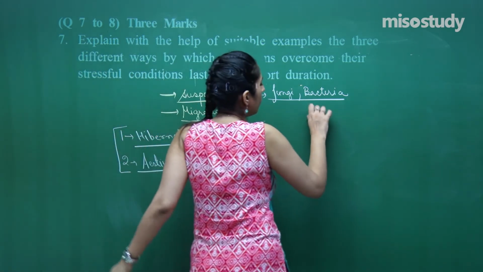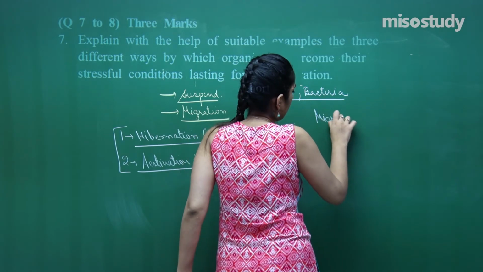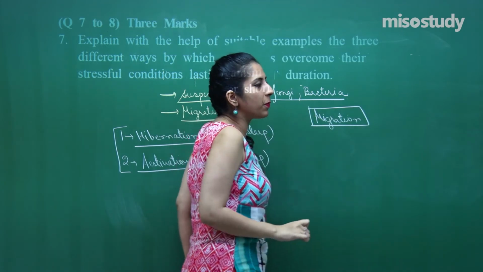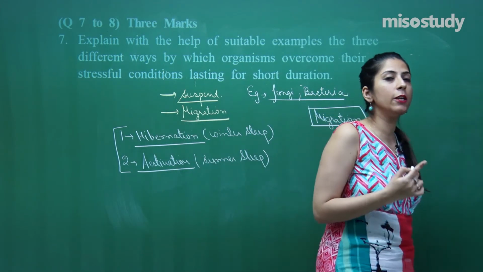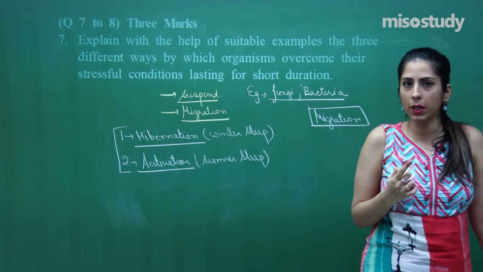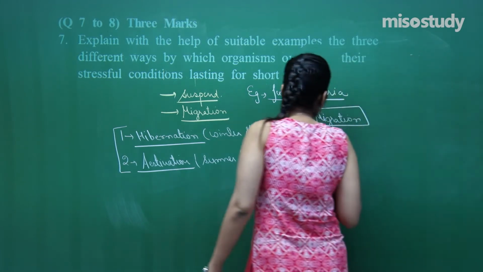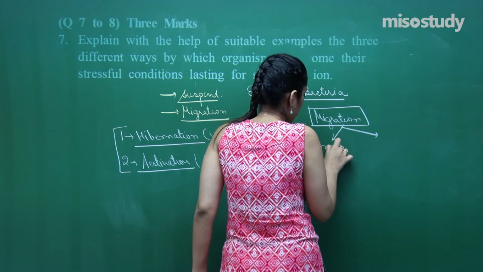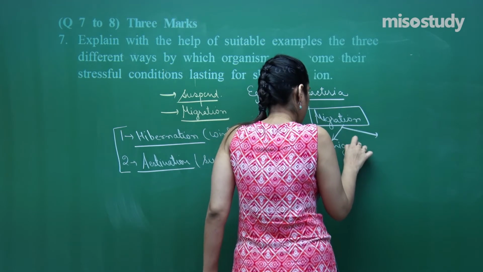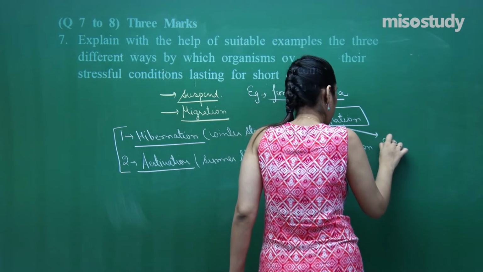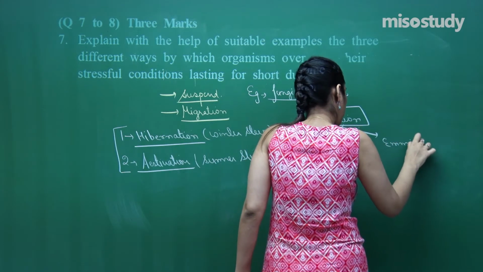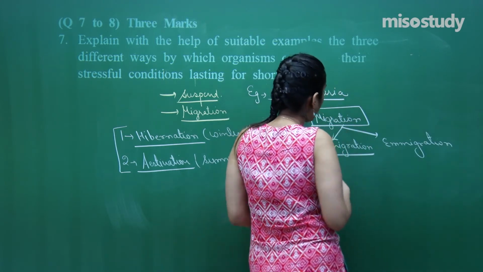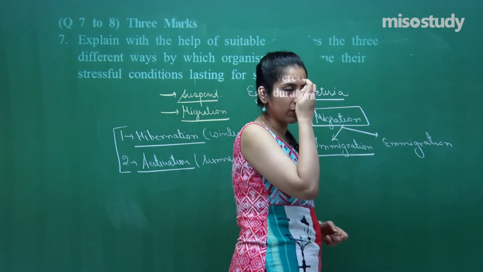Migration means to move from one place to another. That means they move from a place which becomes unfavorable to places which are favorable to them. In this you must have heard of immigration and emigration. These are the 2 words which you have to explain: moving into a population and moving out of a population.